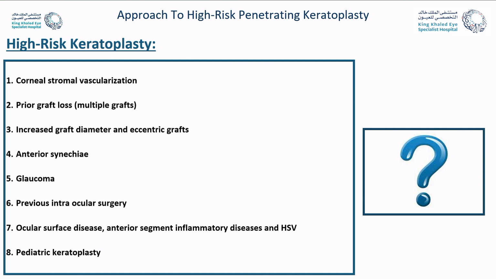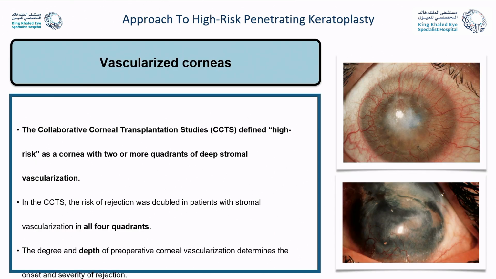Now, there are a few etiologies that put the patient at high risk of failure, and we consider them high-risk keratoplasty: corneal stromal vascularization and prior graft loss, increased graft diameter or eccentric graft, anterior synechiae, glaucoma, previous intraocular surgery, ocular surface diseases with severe ocular inflammatory diseases or herpes simplex keratitis, and finally, pediatric keratoplasty. In the collaborative corneal transplantation study, high risk was defined as 2 or more quadrants of deep stromal vascularization. In this study, the risk of rejection was doubled, assuming that we have 4 quadrants of vascularization, but not the degree, only the depth of preoperative corneal vascularization determined the risk of rejection.